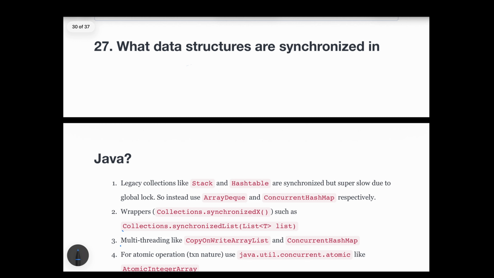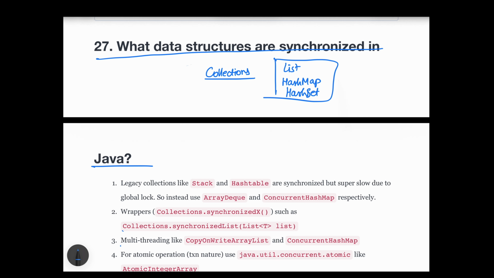Let's move ahead. What data structures are synchronized in Java? Java provides out-of-the-box data structures under collections. You might have heard of list, you might have used hash map and hash set. These are the most frequently used collections. These are data structures which you don't have to write and are provided out of the box in Java. Out of these data structures, do you know which are synchronized? We know the concept of synchronized method, synchronized block, then ReentrantLock. Can you tell what data structures are synchronized by default?